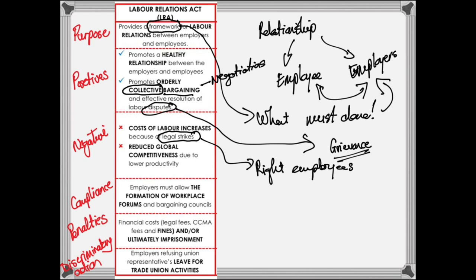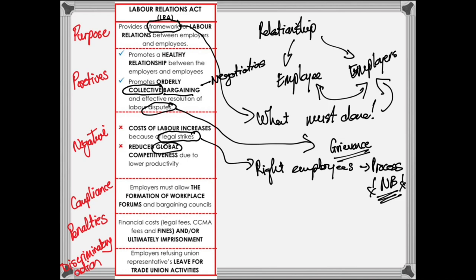There is a process that needs to be followed, so they can't just rock up at work one morning and decide today we are striking. There is a process that must be followed, so that is an important part that you need to remember. And then it reduces global competitiveness. Now, why does it reduce global competitiveness?